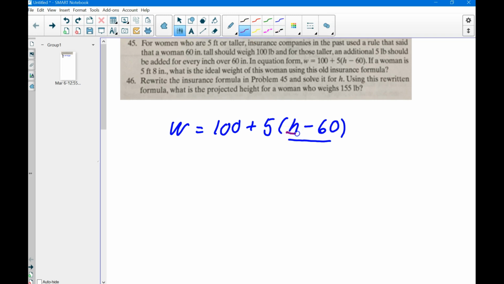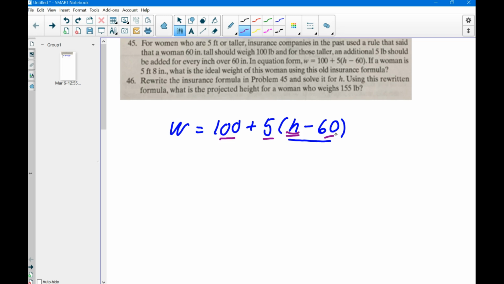I want to keep the H. I want to get rid of this, this, and this. So I want to get rid of the 100, the 5, and the 60. And when I do that, I ask myself the same question every time: how do I get rid of the 100?